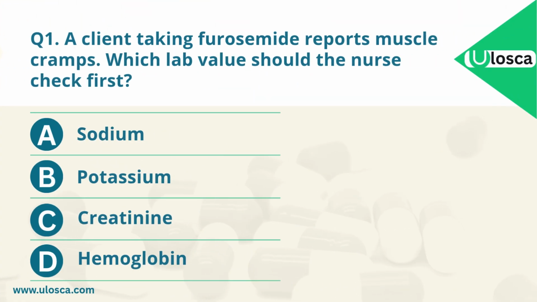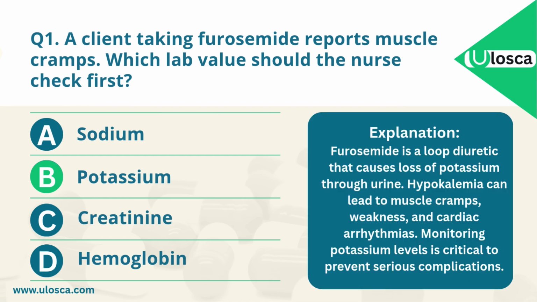The correct answer is B. Potassium. Explanation. Furosemide is a loop diuretic that causes loss of potassium through urine. Hypokalemia can lead to muscle cramps, weakness, and cardiac arrhythmias. Monitoring potassium levels is critical to prevent serious complications.